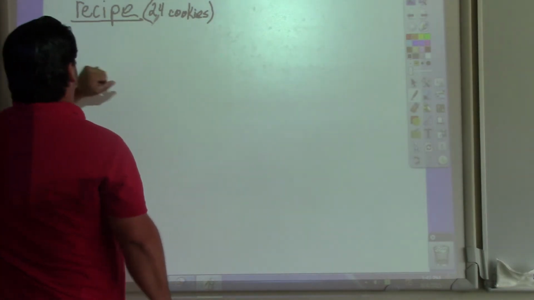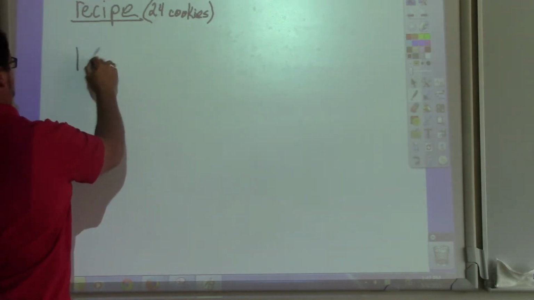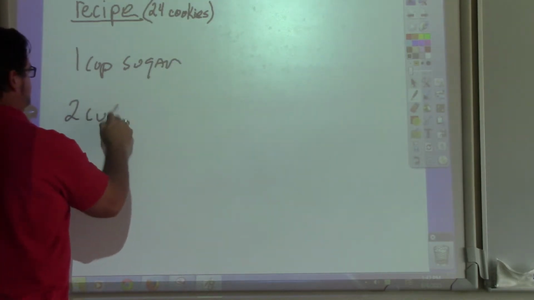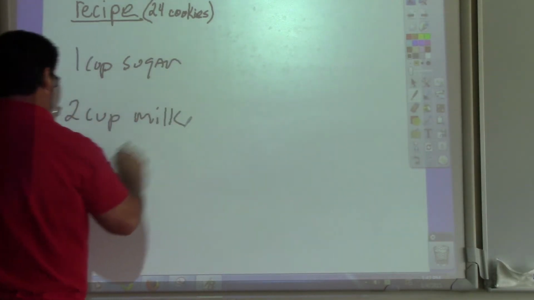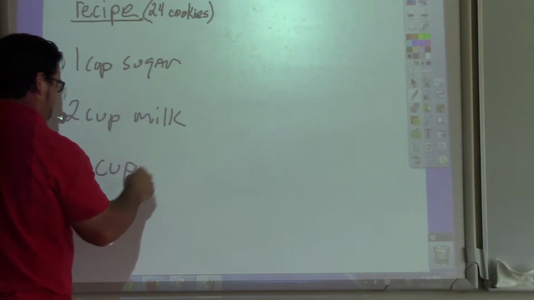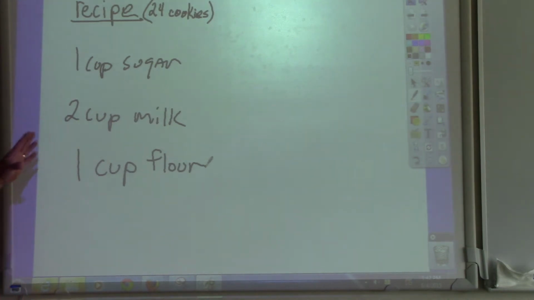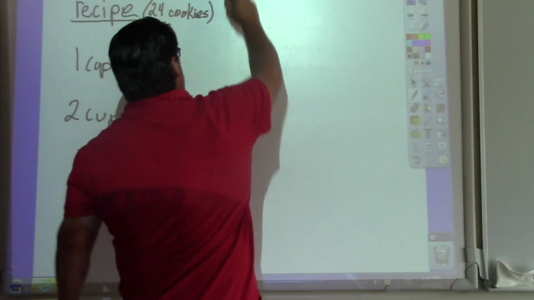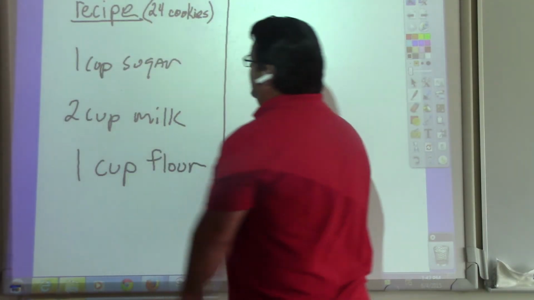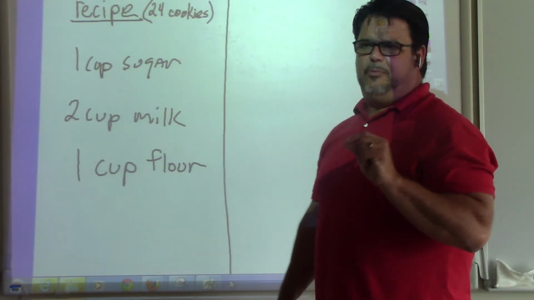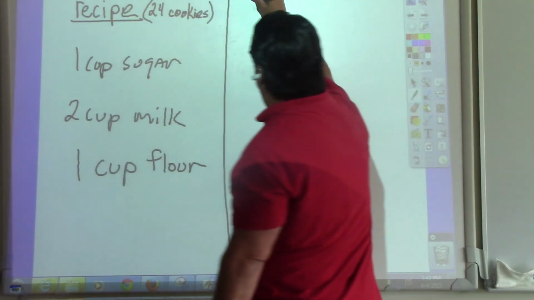All right, recipe. And it makes 24 cookies. 1 cup of sugar, 2 cups of milk, and 1 cup of flour. Okay, I know there's probably some chefs in here, and I know this is going to be a nasty cookie, but I don't really care. I'm just giving you some things to multiply by, okay? So get over it and shut up. All right, 24 cookies. Now, I'm going to put a number up here, and people are going to say, okay, all you do is double it. Okay, that's not what I'm asking. All right, remember, if you knew the material, you wouldn't be here.